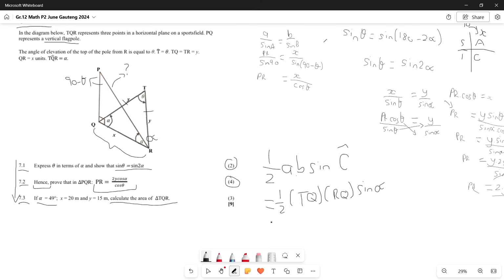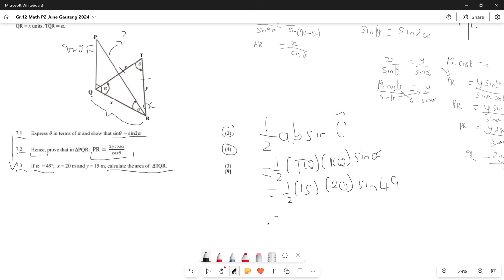And then from there, as we can see, TQ represents y, and y was given to us as 15 meters. So we can just plug that in. So we have a half multiplied by 15 multiplied by RQ. RQ represents x over here. x was given to us as 20 meters. So we can plug that in. And then sine of alpha. Alpha was given as 49 degrees. So we're just going to write sine of 49. From here, all we have to do is plug this in our calculator, and we have 113,21 degrees.